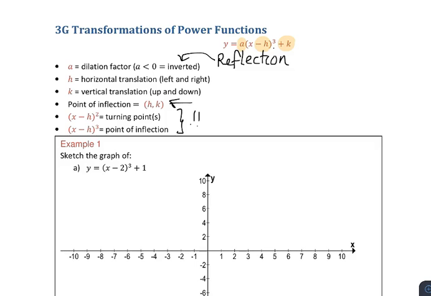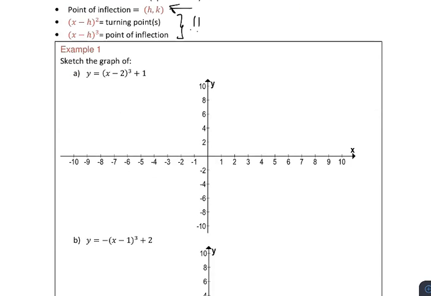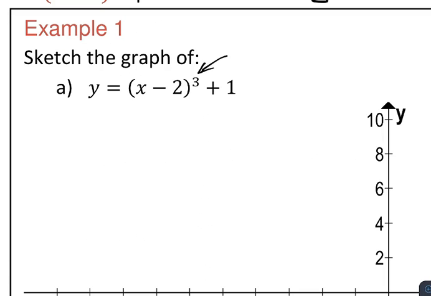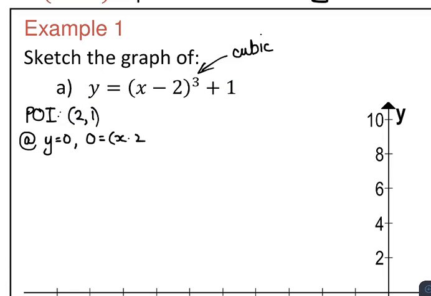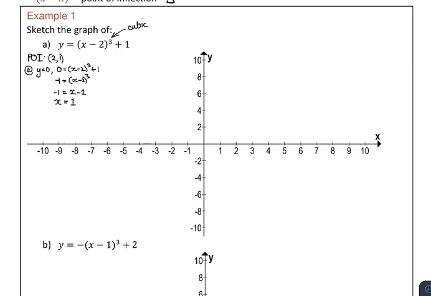Alright, example 1, which is sketch the graph of y equals (x minus 2) cubed plus 1. First thing to note is that that's a cube, which means that we have a point of inflection. That point of inflection is given by reading off from here. So if you go x minus 2 equals 0, solve for x equals 2, so that becomes positive, and the plus 1 shifts us up 1. So 2, 1 is our point of inflection. There's no reflections or anything like that, but let's find some intercepts. So y equals 0, rearranging to find what x equals, we find that x will equal 1.